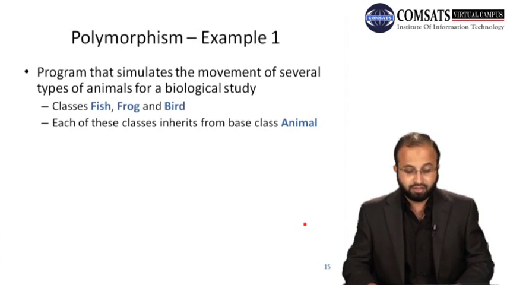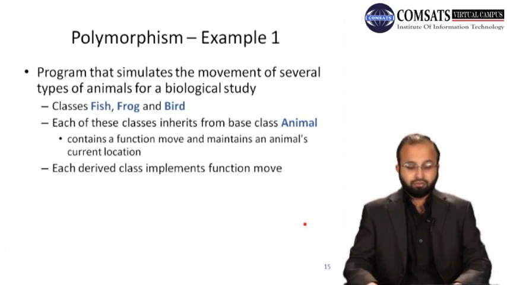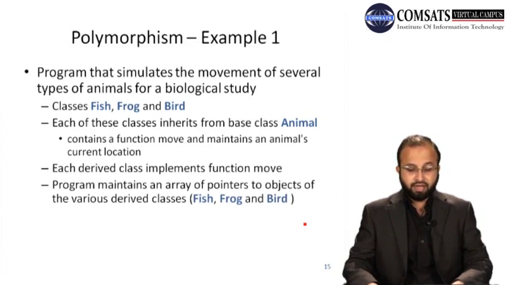So the program, let's consider that we are writing a program that simulates the movement of several types of animals for a biological study. So it takes the classes fish, frog and bird. So fish, frog and birds, in तीनों animals की जो movement है that is totally different. Fish basically swims, frog takes some jumps, and bird is basically flying, right? And each of these classes inherits from the base class animal.